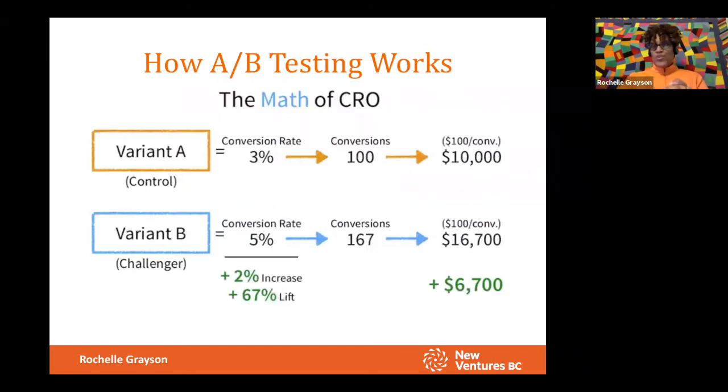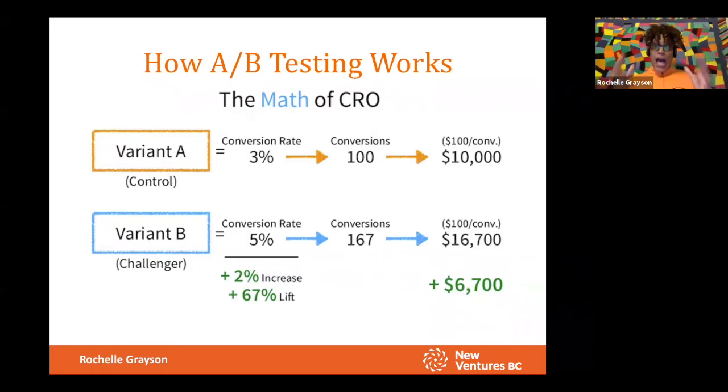If the conversion rate went from 3 to 5% on a particular landing page, and you went from 100 to 167 conversions, and those conversions represented $100 per conversion, you would get a 2% increase in your conversion rate, and that's easy math. But you'd actually get a 67% lift, we call it. So an increase in revenue, right? Because with a 2% increase in conversions, we're getting a 67% increase in revenues. And that tells you that's a pretty good thing to consider around A/B testing.